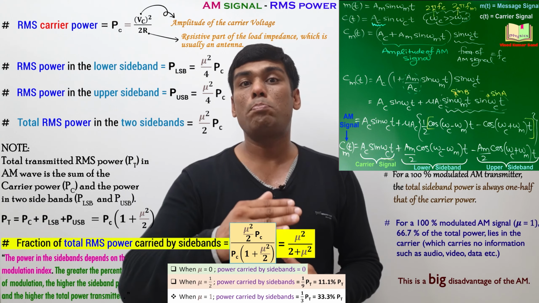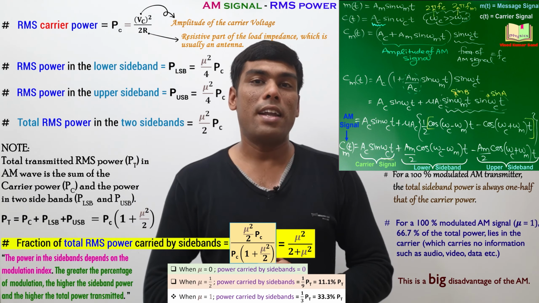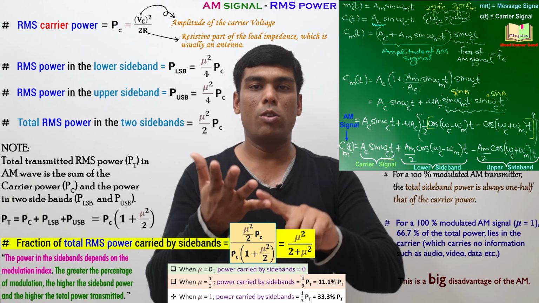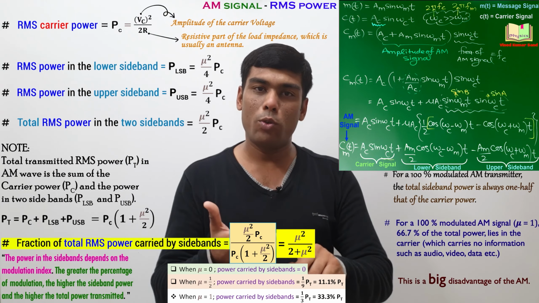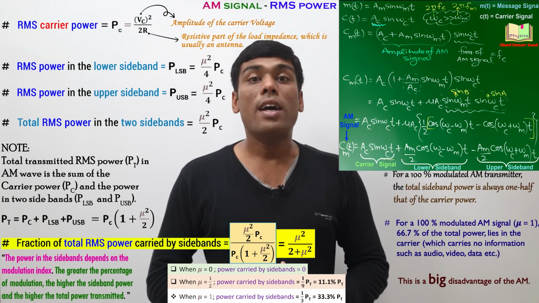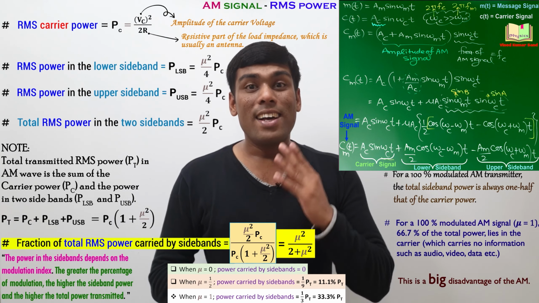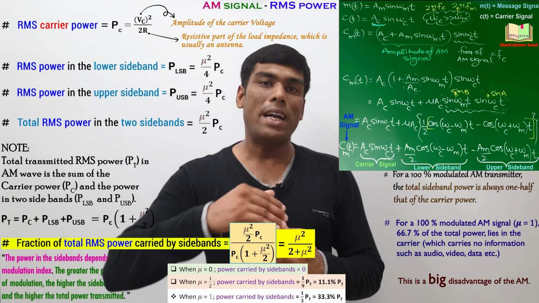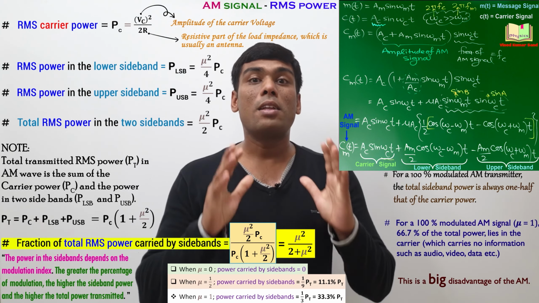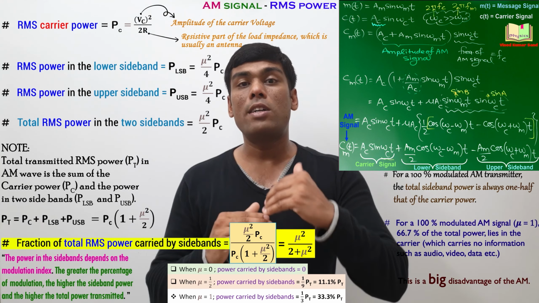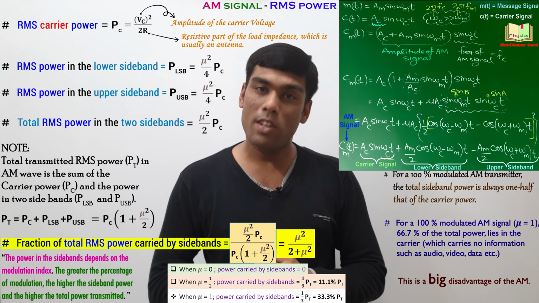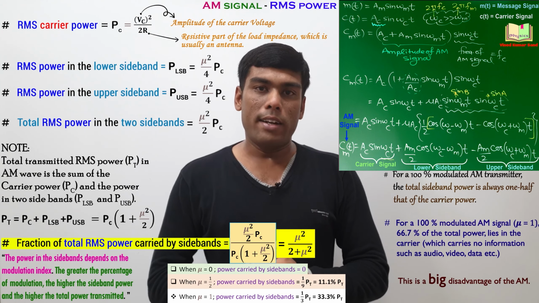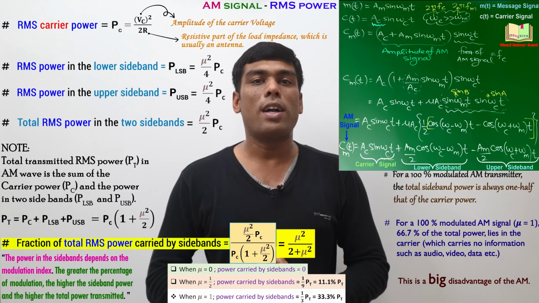A majority part of the power is contained in the carrier, and carrier carries no useful information, no audio signal, no video signal, no data. Got it? The message signal is contained in the sidebands. So for better reception of the signal, the power in the sidebands should be as much as possible. Is it okay? And we can take two good questions to understand this thing.